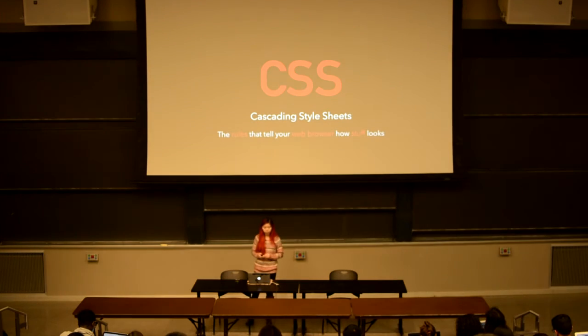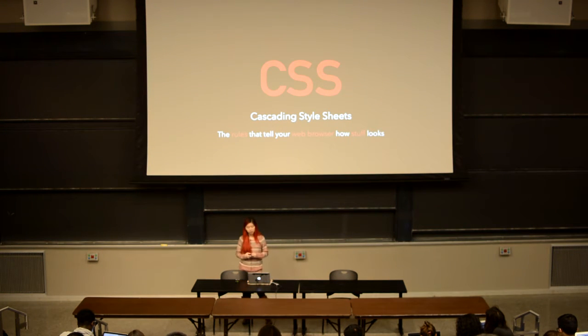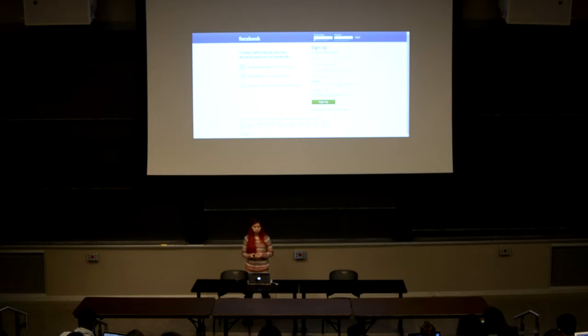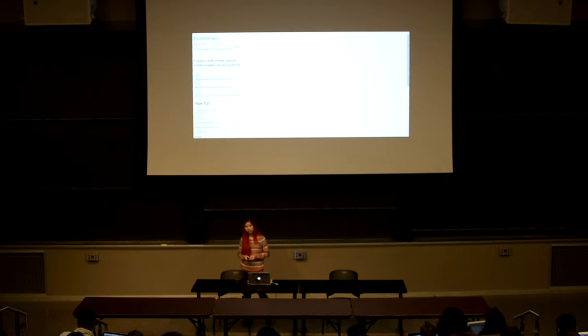And now we're going to talk a little bit about CSS, which are cascading style sheets. And all that is, it tells your web browser how stuff looks. So this is Facebook. This is how you see Facebook when you go into your browser. Without CSS, it would look something like this. Everything is there. You see the images, the links, everything, but there's no formatting, no styles, whatever. That's all CSS.